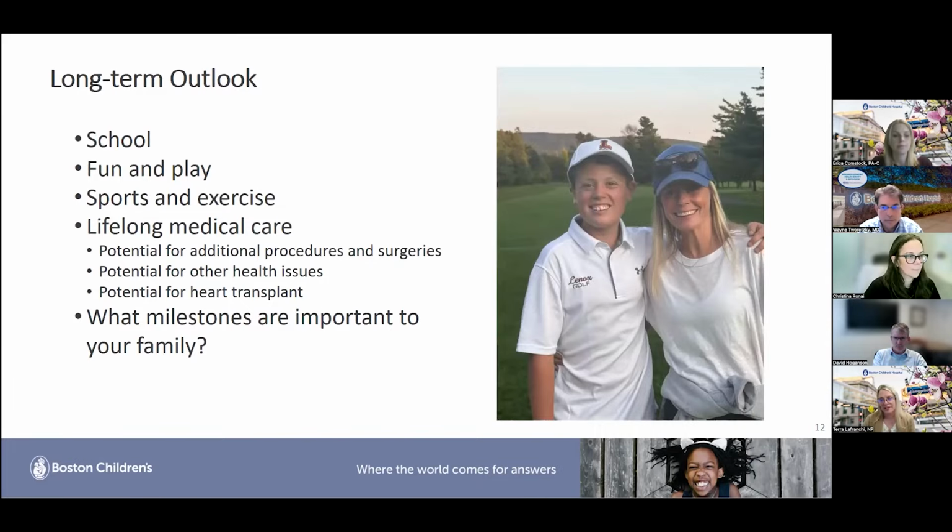In addition to learning about the need for lifelong medical care and the risk of potential complications, we know that you may also be interested in whether or not your child will grow up to reach other milestones, like going to kindergarten, learning to ride their bike, playing in a golf championship, graduating from high school, or having their own baby one day.